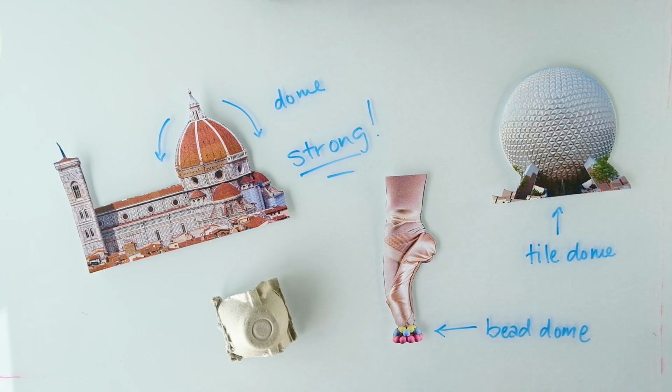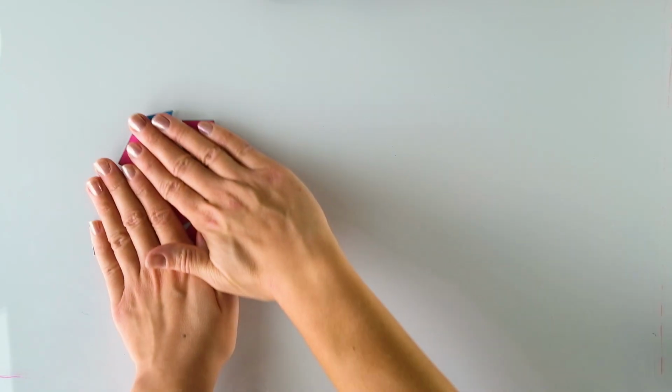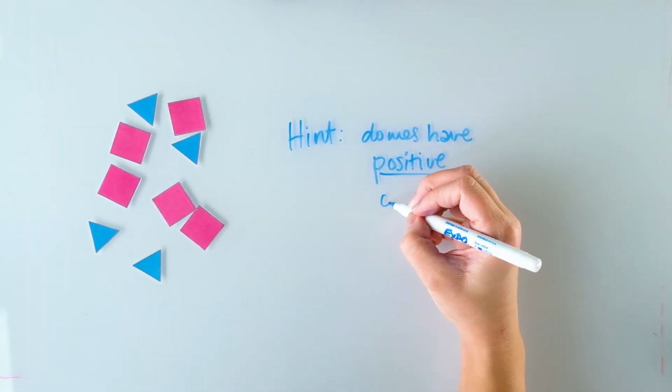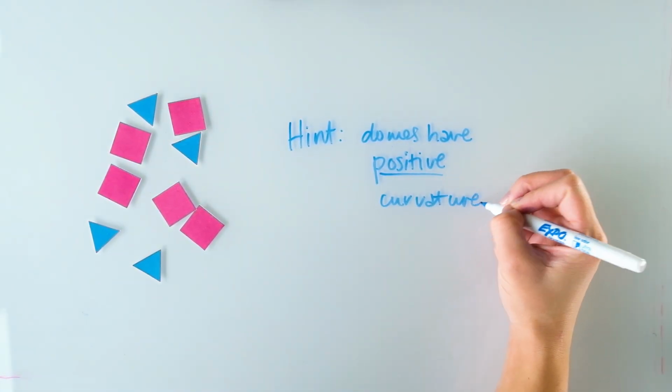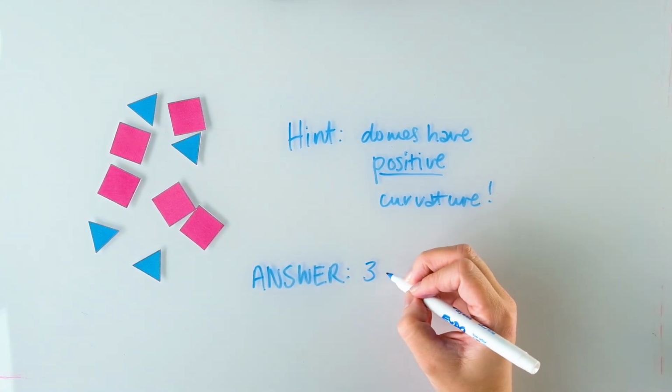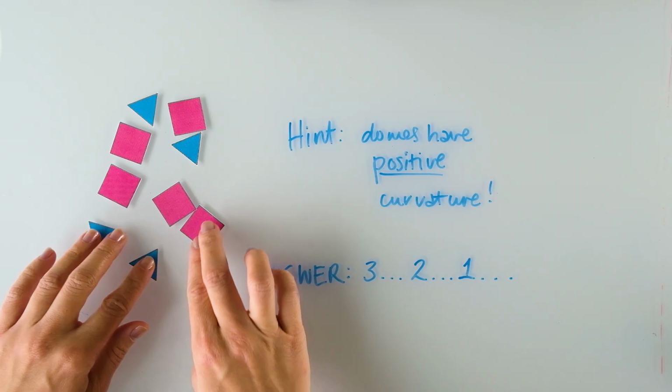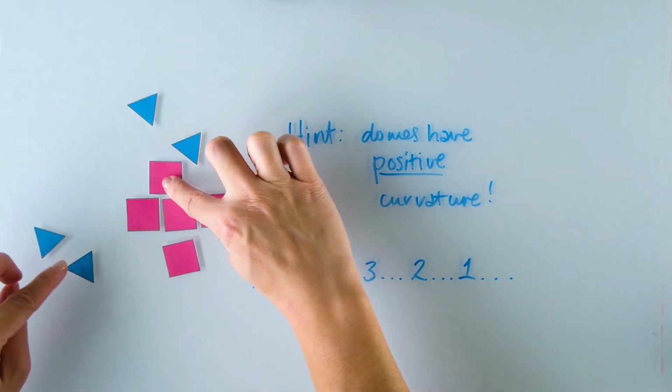Now it's your turn. Can you make a dome from these pieces? Here's a hint. Domes have positive curvature. Pause the video while you give it a try. All right, here comes the answer. Does your answer match mine?